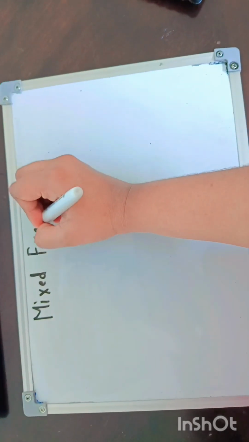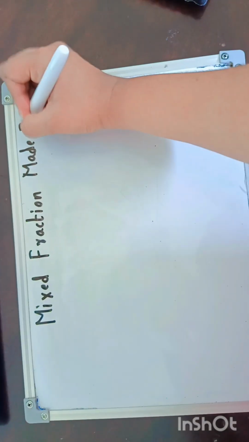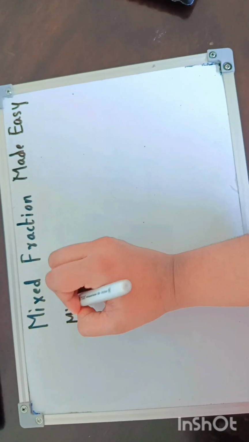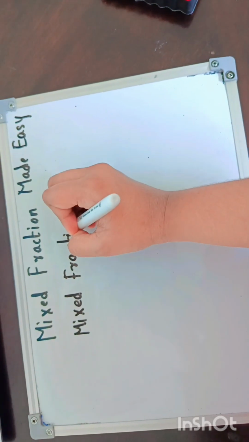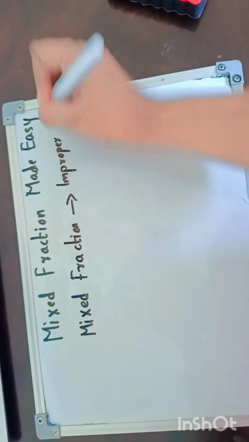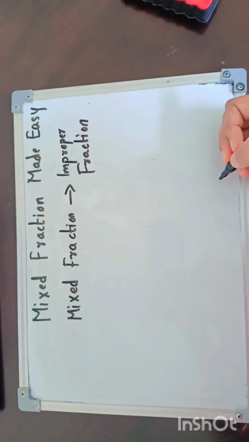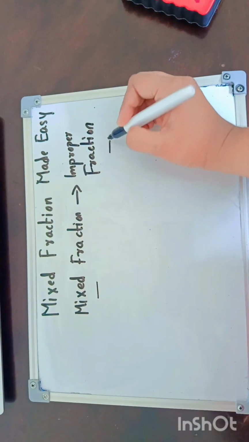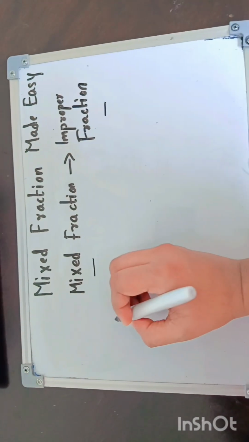So today we are going to learn about mixed fractions in a very easy way. Our heading is Mixed Fraction Made Easy, and in this video we will see how we can convert a mixed fraction to an improper fraction. Many students get confused with mixed fractions, how to add and subtract using them, and how to convert to improper fractions. So in this video we will discuss that.